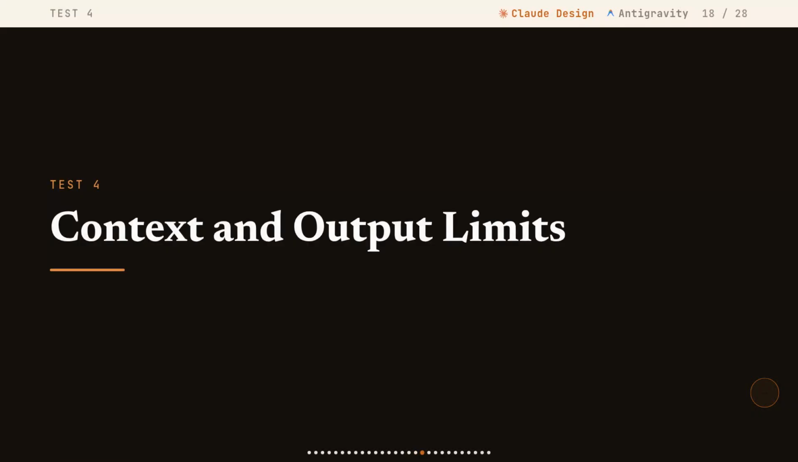Test 4 is context and output limits. Claude Design publishes a 200,000 token context window across every plan, which sounds huge, but each design revision regenerates the full output. And image uploads eat into that budget fast, so you can burn through your monthly allowance on a single complex project. Antigravity's free tier has a rate limit that refreshes roughly every 5 hours, but the credit to token conversion rate is completely undisclosed.